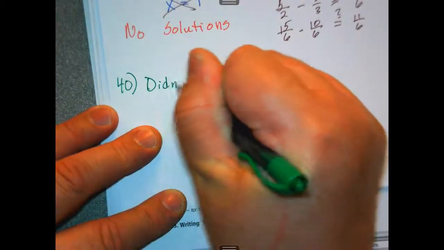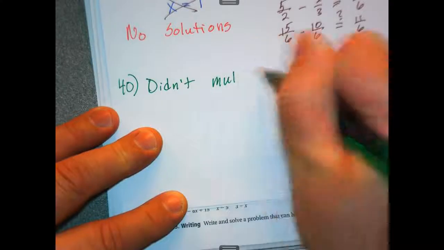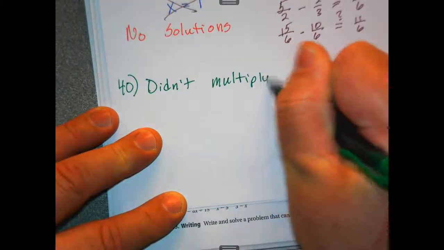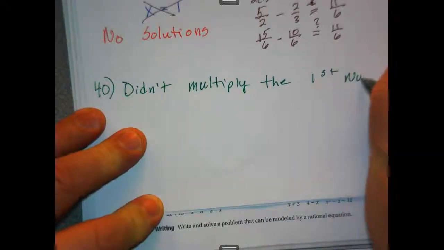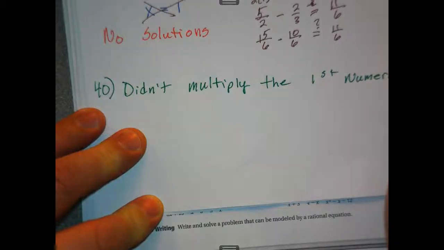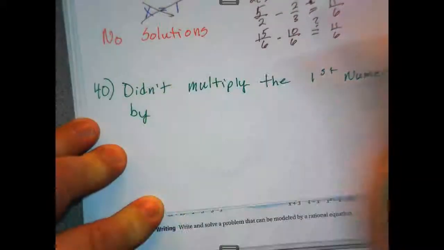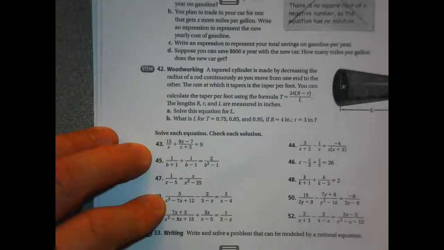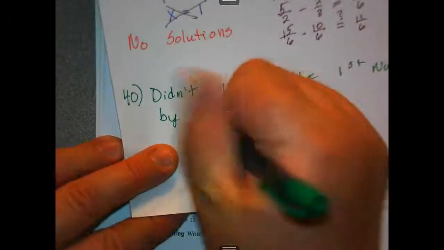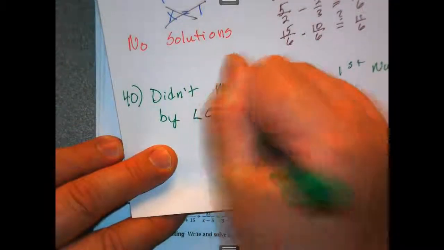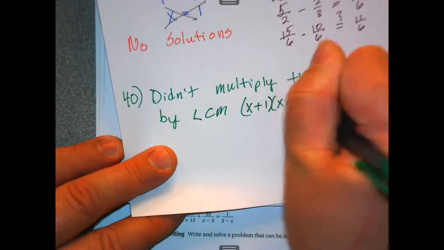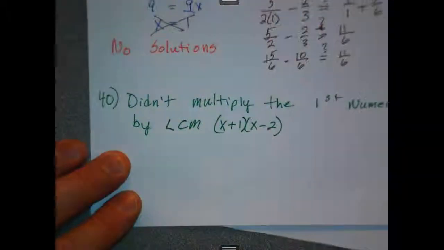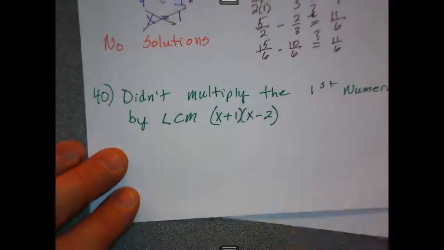Didn't multiply the first numerator by the LCM, which was x plus 1 x minus 2. Okay, next, 43.